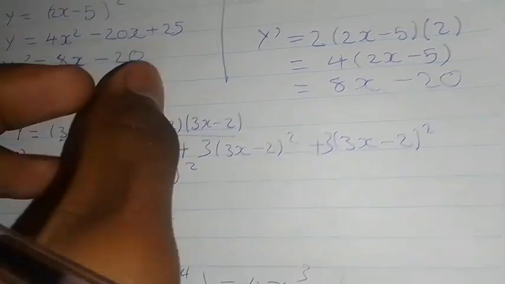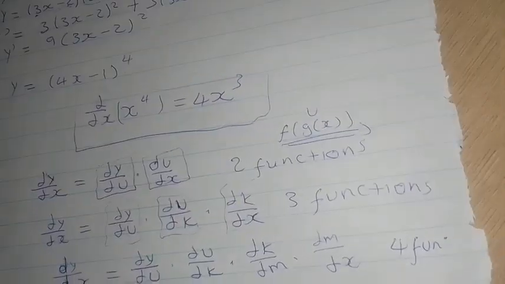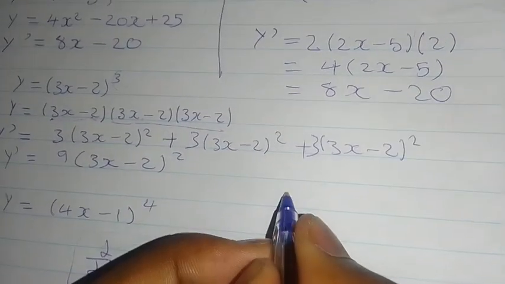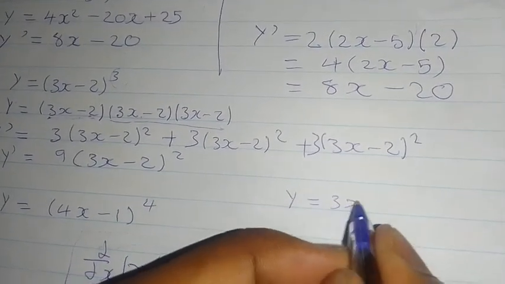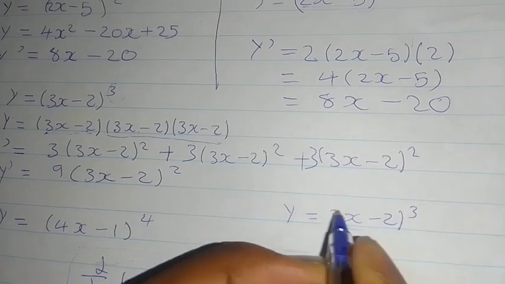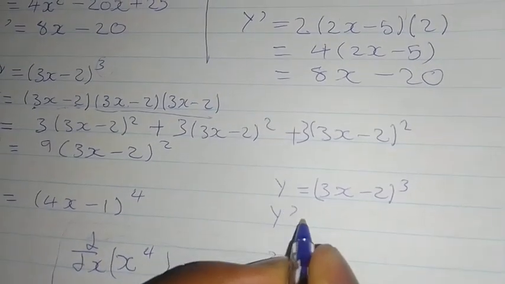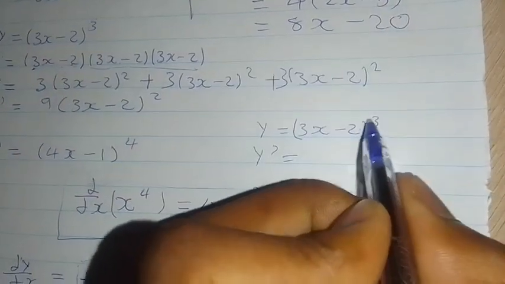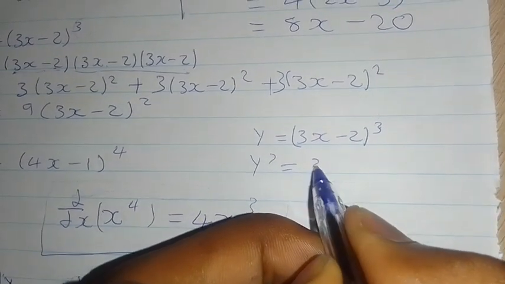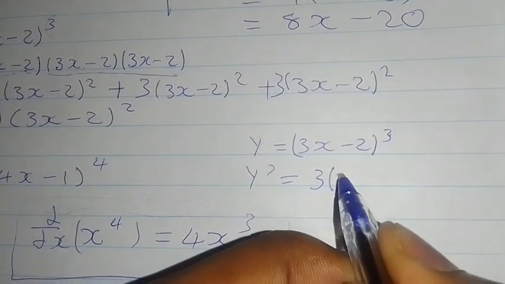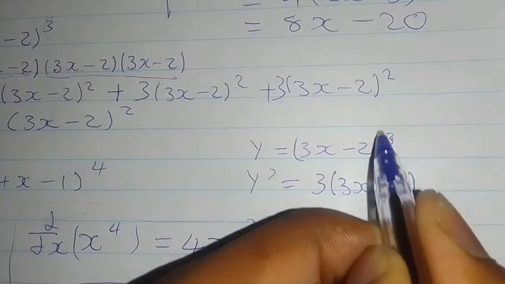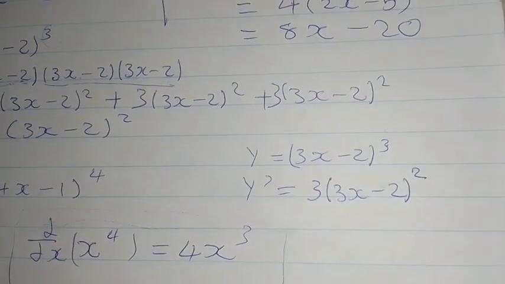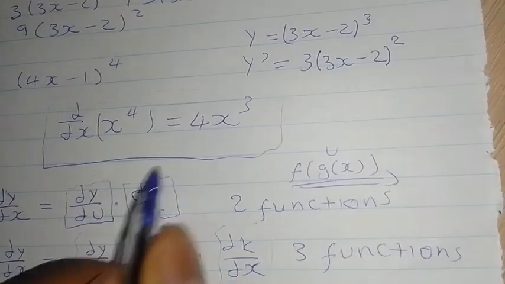And then if you have this one, it's also two functions. You have the inner function and the cubed function on the outside, so it's the chain rule of two functions also. If you have y equals (3x minus 2) cubed, remember I said derive the outer function irrespective of what's inside. So you treat this as one variable and derive the outside using the power rule. Then you have 3 times (3x minus 2), subtract 1 from the exponent, so you have squared. And then you also derive the inside.